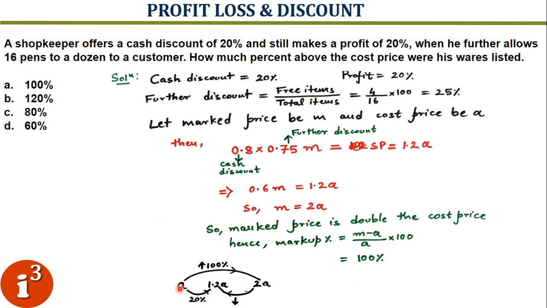So understand this thing here. He marks up the cost price a by 100%. He gives a net discount of 40%. Why? From where did we get 40? A discount of 20%, again a discount of 25%, gives 0.6. 0.6 means a discount of 40%. This is his net discount after giving two discounts, and he reaches 1.2, that is the selling price, and this is the profit of 20%. This is our diagram. So it is clear, and you can find the markup percentage from this.